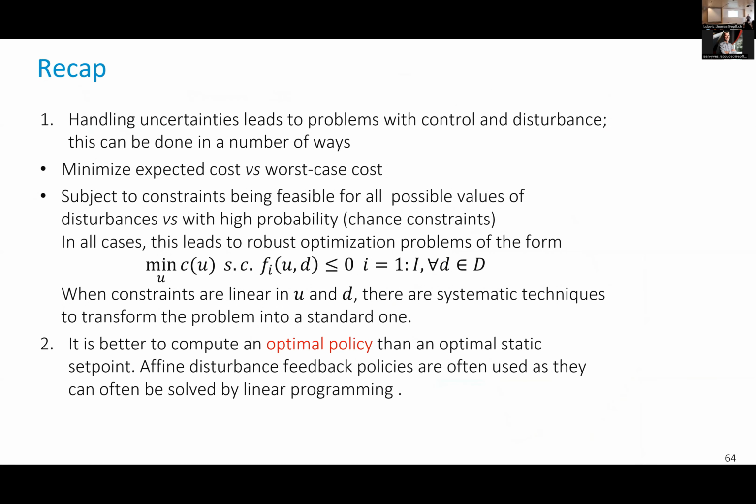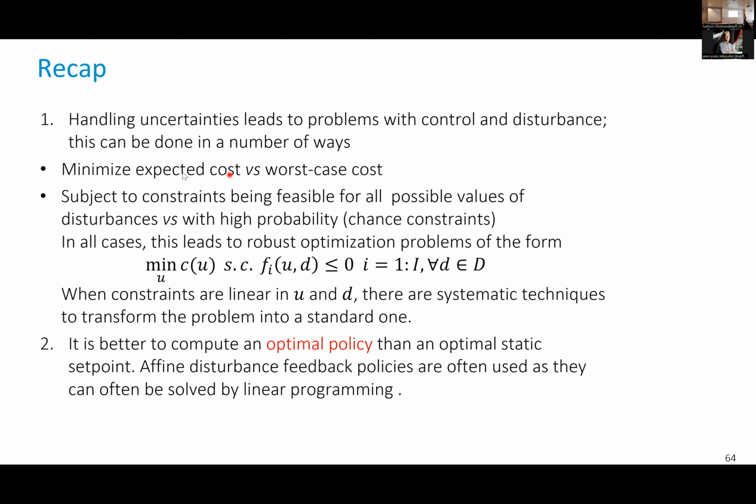Voila, so the lecture is a bit more technical today, but that's the reality of things in energy systems. Handling uncertainties leads to problems with control and disturbance. It's important to pose the problem well, recognize whether a thing is a disturbance or a control, because they will be handled differently. In front of the disturbance, there will be a quantifier, and we will need to get rid of it.